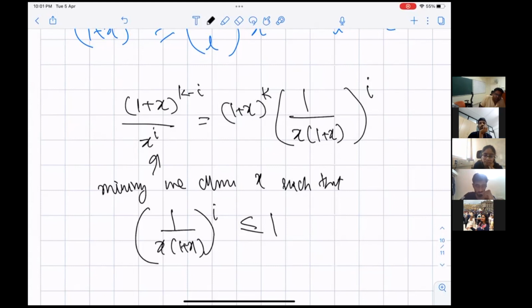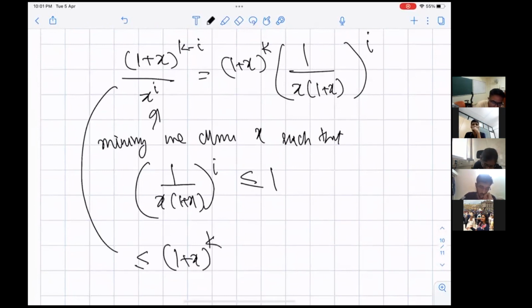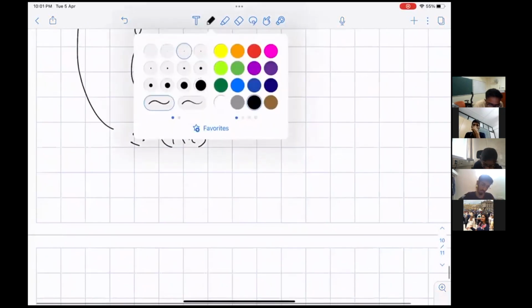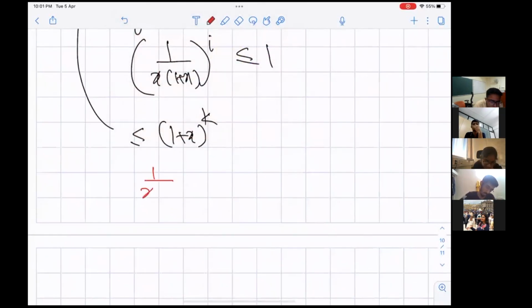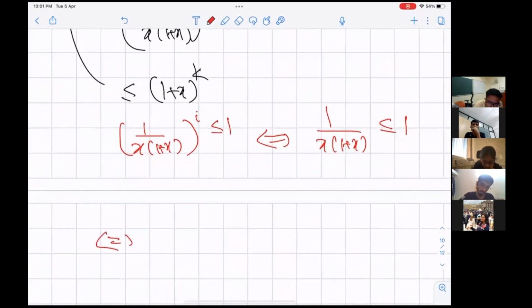Look, if I can show that (1/x)·(1+x)^i is at most 1, then I can show this term is less than or equal to (1+x)^k, because something is less than 1. Now, let's focus on (1/x)·(1+x)^i. It is less than or equal to 1 if and only if 1/x·(1+x) is less than or equal to 1. Are you getting the same thing?